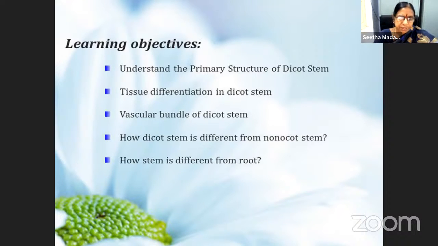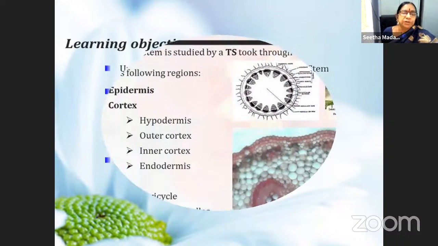Then vascular bundles of dicot stem. Vascular bundles, they contain xylem, phloem and cambium. Xylem helps in the transport of water and minerals, whereas phloem is the food conducting tissue and cambium produces new cells. Then another objective is how dicot stem is different from monocot stem. So there are differences between dicot stem and monocot stem also. Then how stem is different from root. These are the learning objectives.